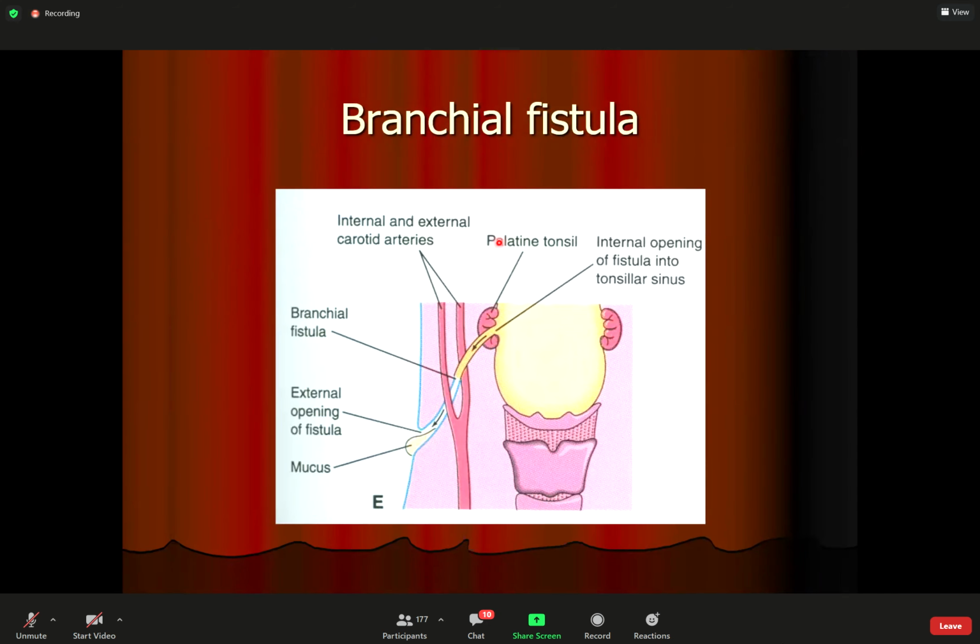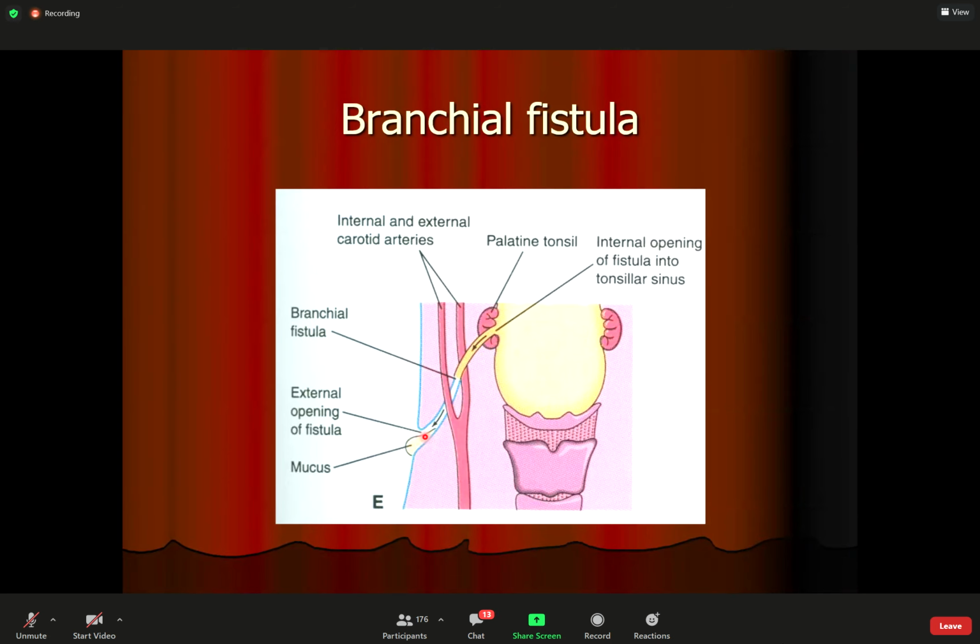Now, sometimes I explain this as another clinical situation. You can see the palatine tonsil, meaning it is the second pharyngeal pouch. Can you see that? The second, where the palatine tonsil is. It's very close to the neck. So sometimes what happens is, if there is pressure or some abscess, this comes out to the neck. Sometimes it comes as a fistula or swelling, which we call a branchial fistula or branchial swelling.